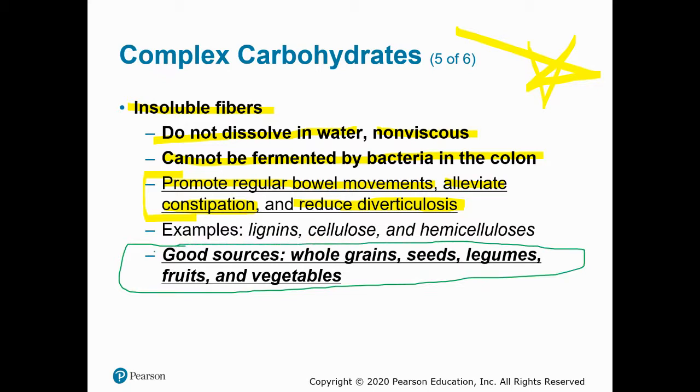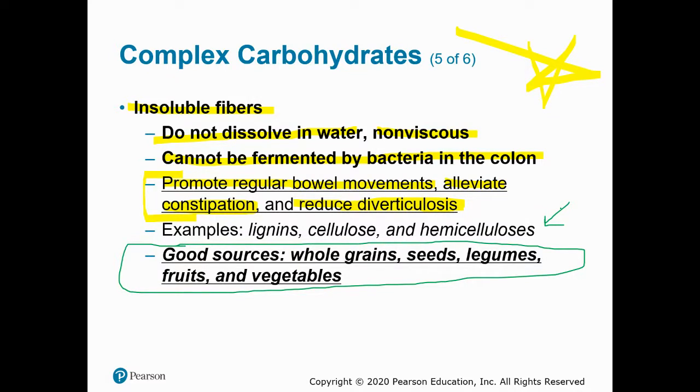We don't find fiber in animals. Whole grains, seeds, beans, fruits, and vegetables. And then again, up here are 3 examples. Just like soluble fiber, there are lots of different types of insoluble fiber. So these are 3 examples: lignin, cellulose, and hemicellulose.